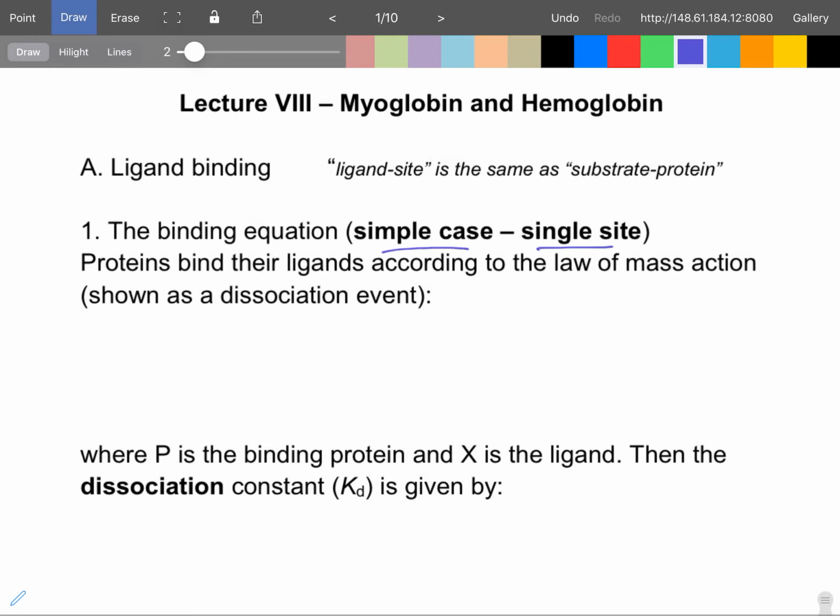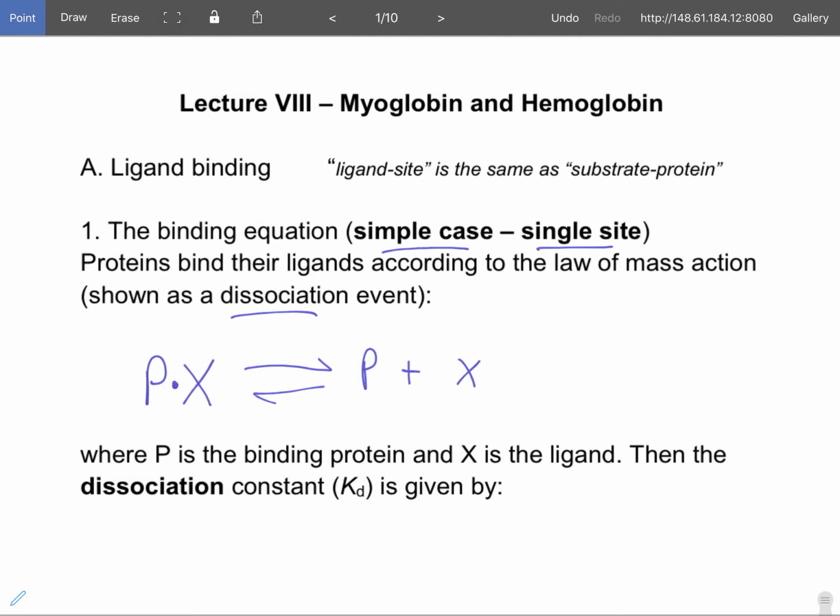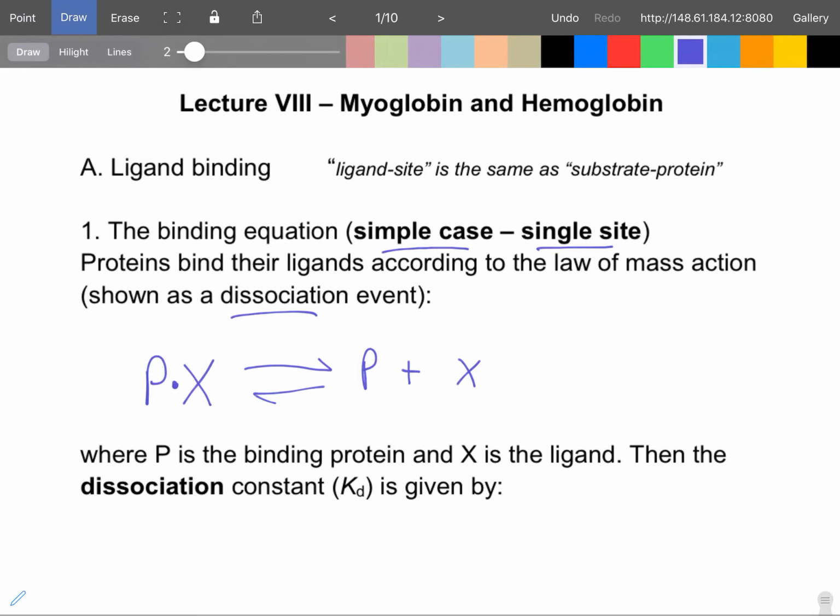And we're going to show this as a dissociation. So generally speaking, we have a protein that is interacting with a ligand X. This dot here indicates that they are interacting. That X group can unbind via a process that's in equilibrium to yield free protein and free ligand. This is a dissociation event, and it's an equilibrium process. We've got what we could consider products on the right-hand side and reactants on the left-hand side.